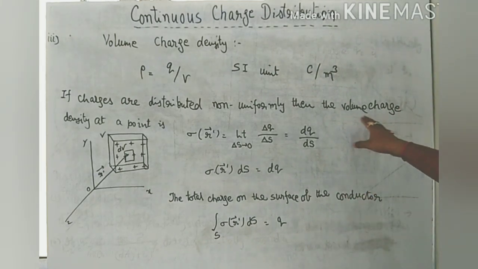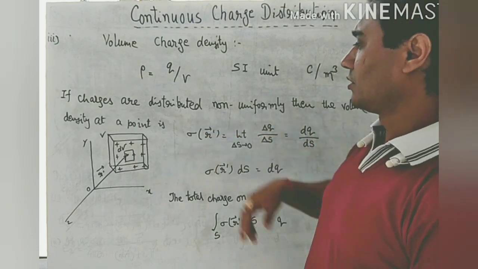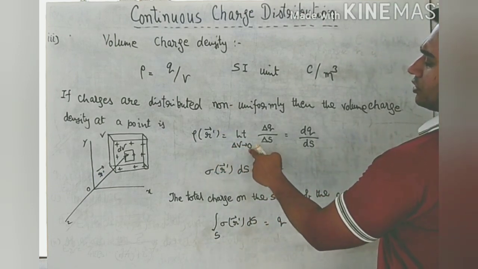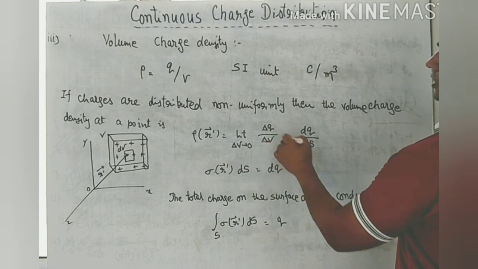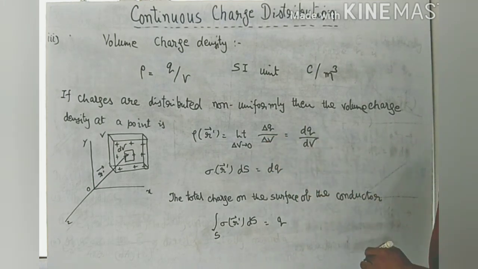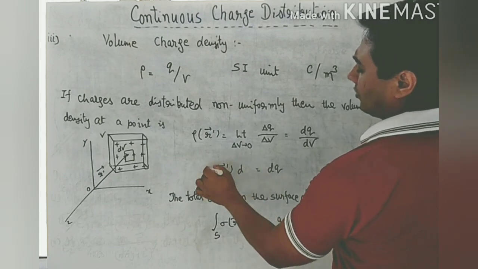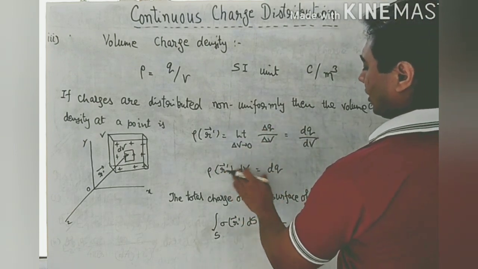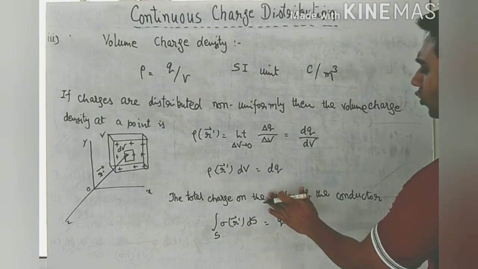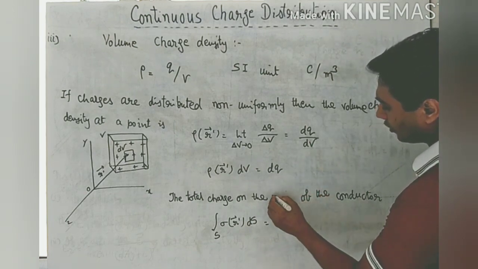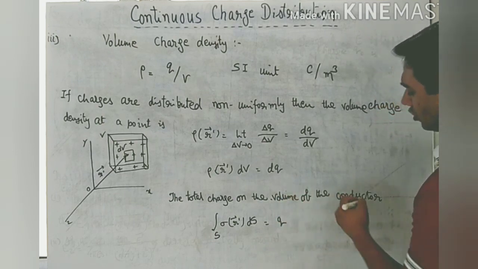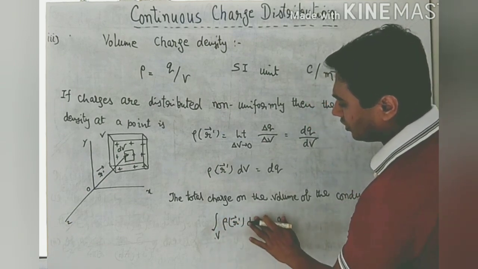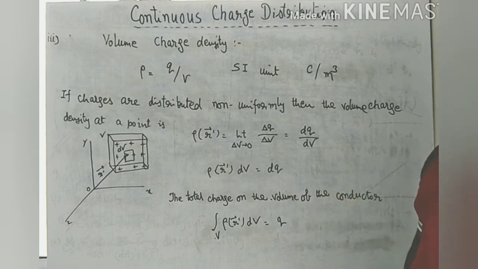Okay, so now the volume charge density at a point could be rho of r prime, which is the limit as delta V approaches 0 of delta Q upon delta V, and this has to be dV. So rho of vector r prime dV equals dQ on cross multiplying this. Now by integrating both the sides, we can have the total charge on the whole volume of the body, on the volume of the conductor, which is the integral over V of rho of r prime dV, equal to this thing, Q.